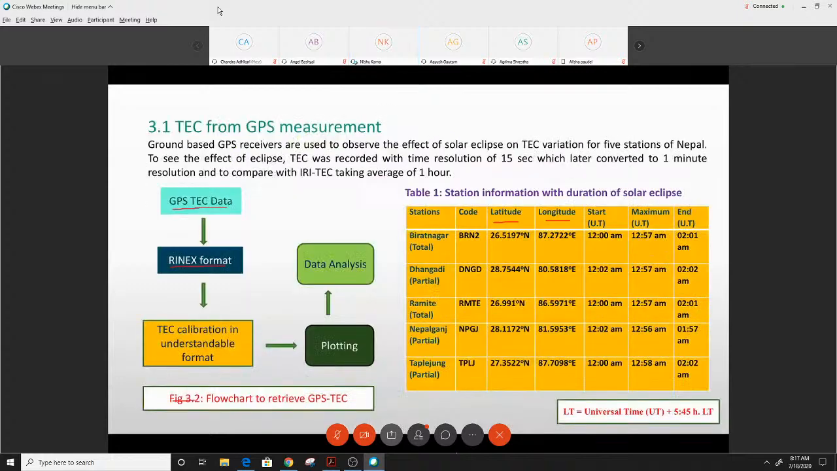So how to retrieve TEC from the GPS measurement? Here we see in figure 3.2, the flowchart, where at first GPS TEC data was taken by using the software provided by inapco.org, which gives the data in the next format. Then those data are calibrated into an understandable format, followed by plotting and data analysis using a Python script. In table number 1, we can see the station information with latitude, longitude, and the duration of the solar eclipse time.